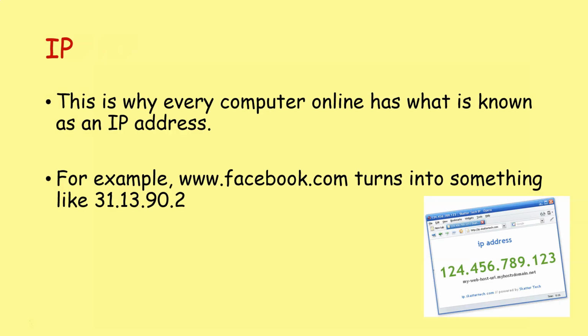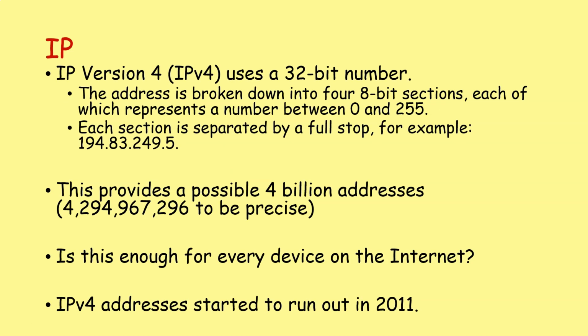This is why every computer online has what is known as an IP address. So for example, Facebook.com turns into something like 31.13.90.2. For a long time, we used what we call IPv4, IP version 4. This uses a 32-bit number to address the data. The address is broken down into 4 8-bit sections, each of which represents a number between 0 and 255. Each section is separated by a full stop, so you end up with something like 194.83.249.5. Because it's 32-bit, 2 to the power of 32, this provides just over 4 billion possible addresses.